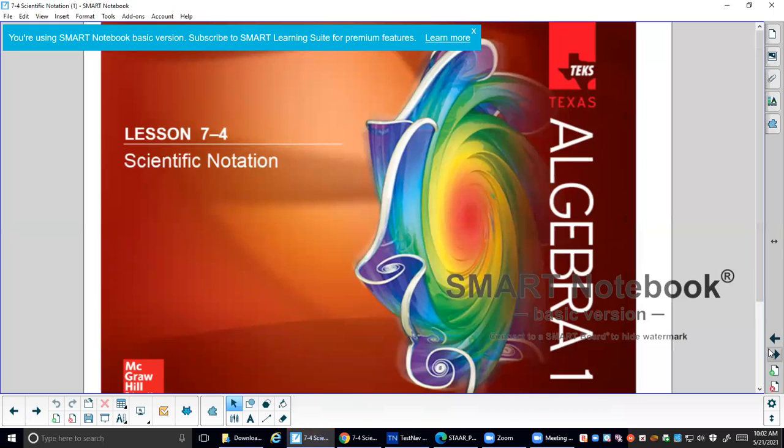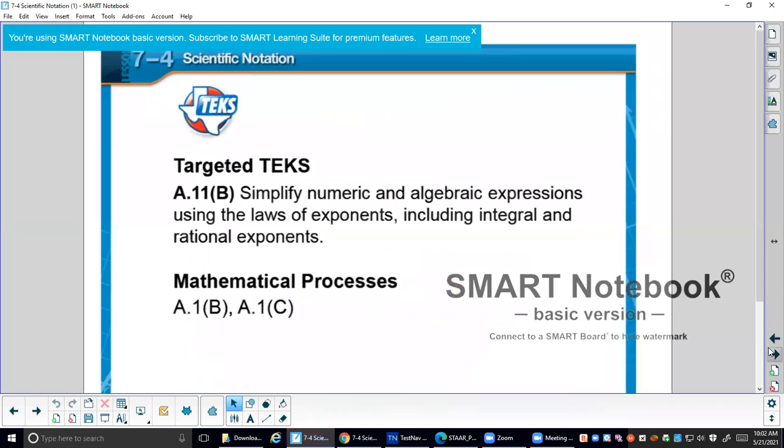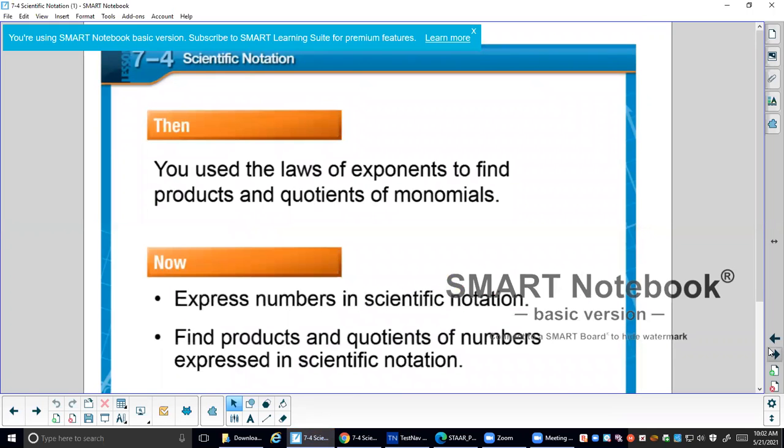So let's first go over here. We are going to not only be expressing numbers in scientific notation, but also taking scientific notation and going to standard form, along with doing some multiplication and division with it as well.